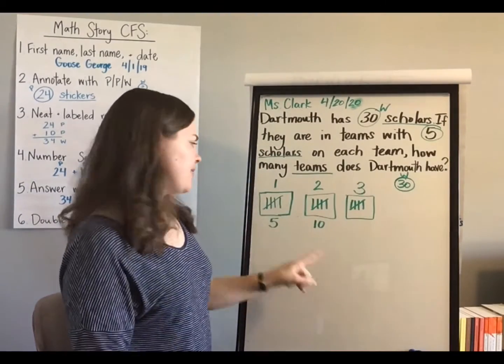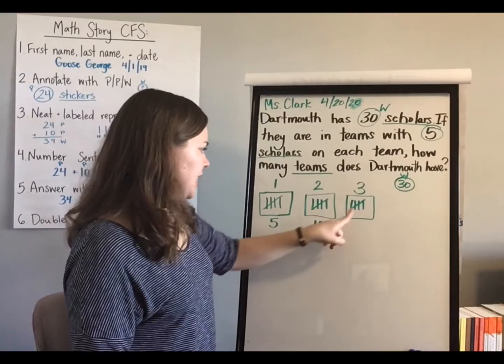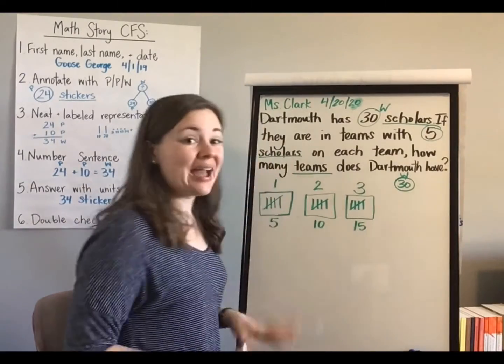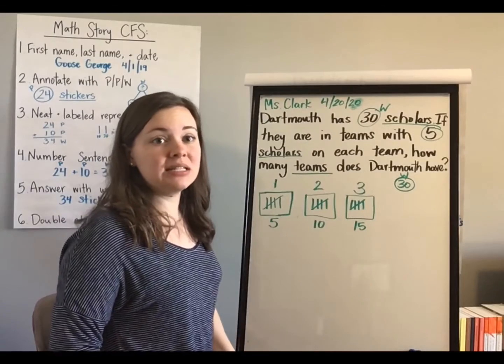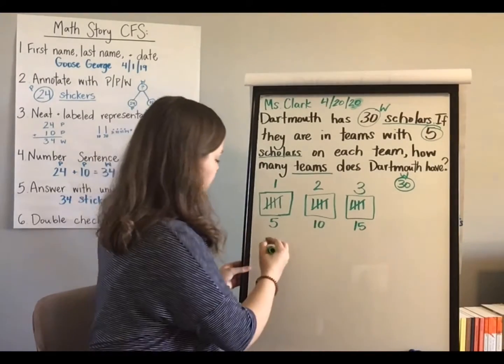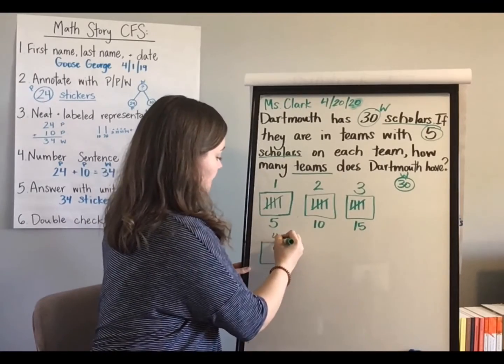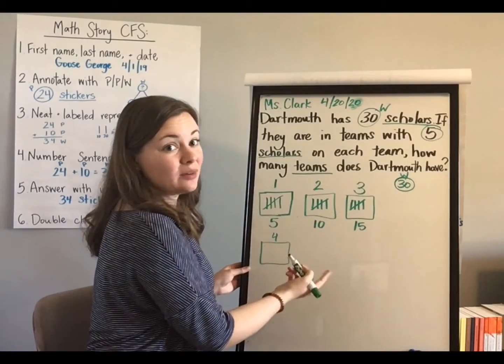Now, how many scholars have I represented? 5, 10, 15, because I added 5 more. I only have 15 Dartmouth scholars represented, so I'm going to keep going. They need another team. Maybe this will be the last team that I add. We'll have to see.